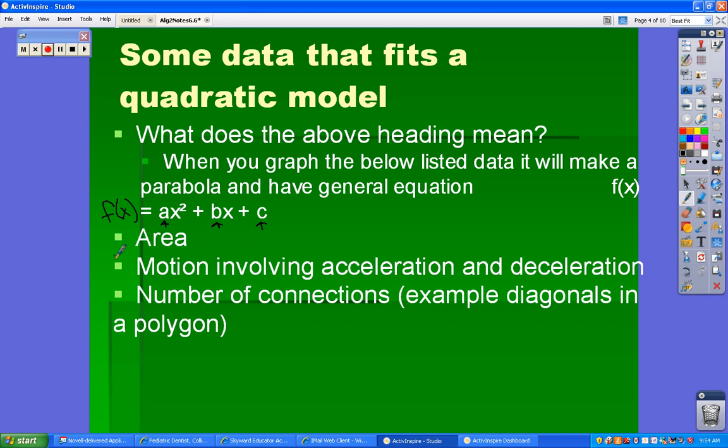These are the types of applications that will have this type of model. Area, because that unit is squared. Acceleration, deceleration, lots of physics applications here, because physics is always dealing with acceleration and stuff. And number of connections, examples are diagonals in a polygon. That comes into electricity, stuff like that. Okay? So a lot of applications today when we're looking at data that fits a quadratic model that looks like it's part of a parabola or an entire parabola.